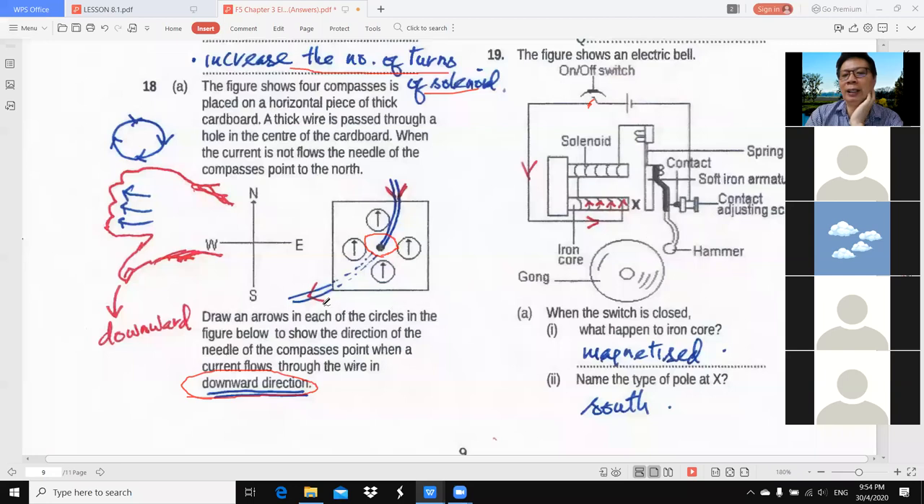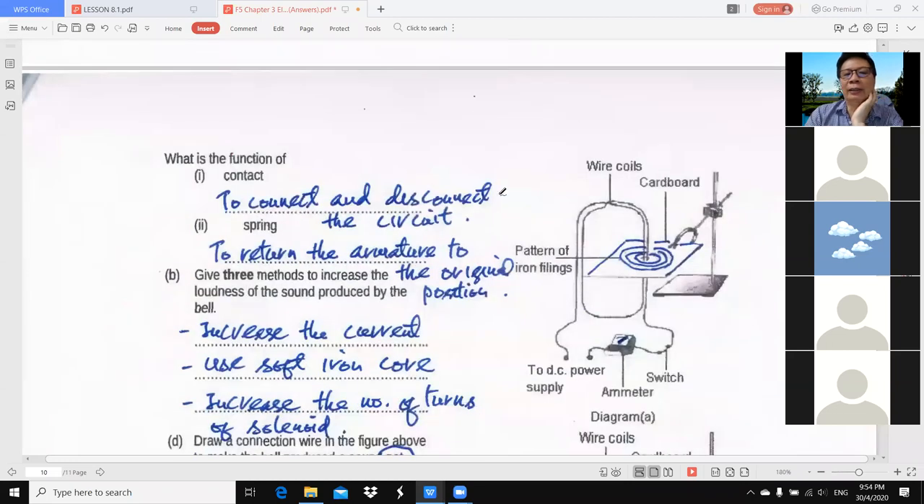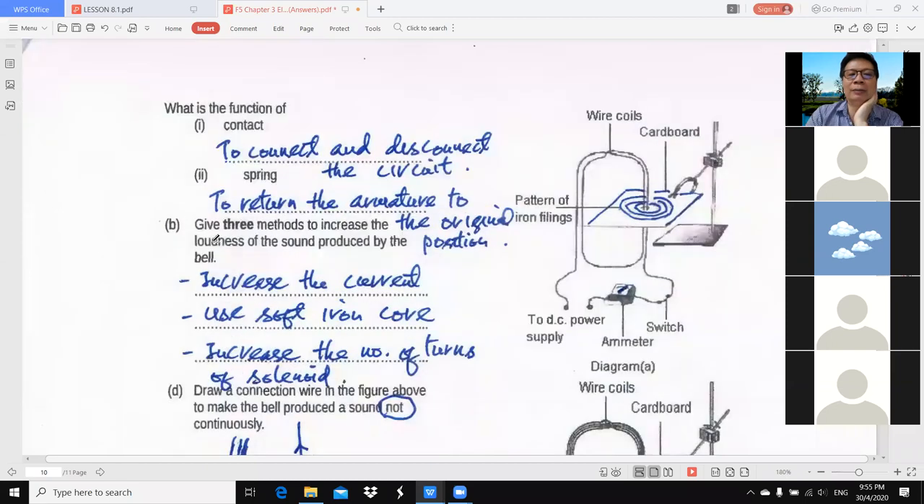Okay, so the answer, you can see for yourself. Contact: to connect and also disconnect the circuit. And the spring: to return the armature to the original position. Yeah. And the last one, three methods to increase the loudness of the bell, to make the bell louder.